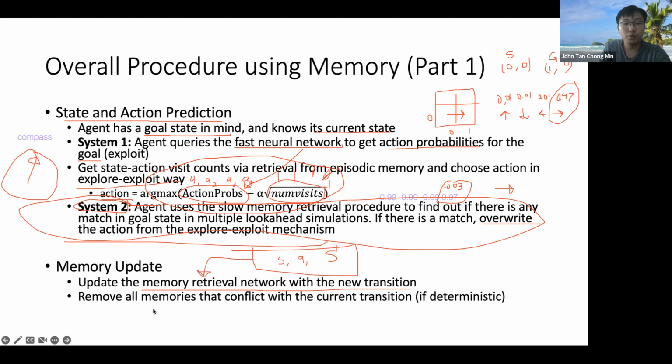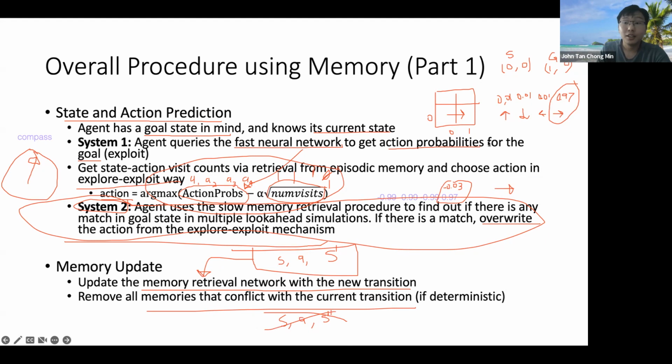And then we can also remove all memories that conflict with the current transition. So for example, if we have a state action, and then we have an S prime prime, which is a state that is different from what is predicted, we can then remove all of these kinds of transitions from the memory if it's deterministic. Okay, if it's probabilistic, we can keep it there.